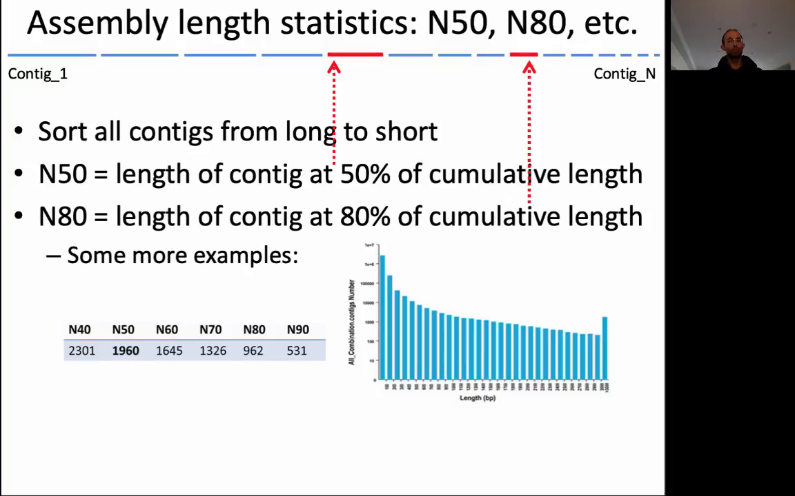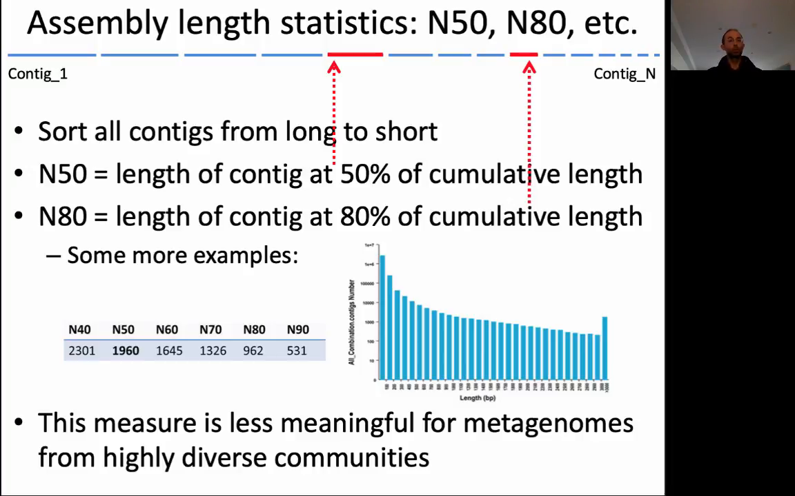But for metagenomics, it's maybe a little bit less meaningful because metagenomes might be derived from highly diverse communities, and some of the genomes in the metagenome might not be fully sequenced, so you cannot expect to reconstruct all of those in a single contig. So the length statistics might be yet less useful for metagenomic assembly.